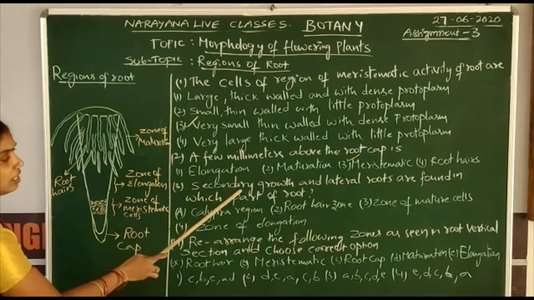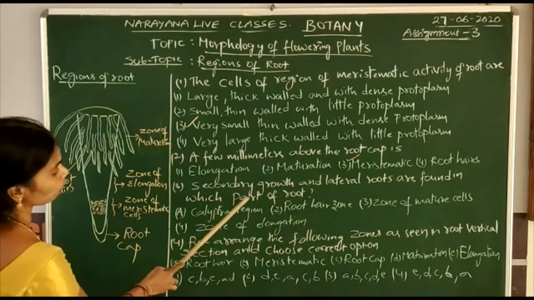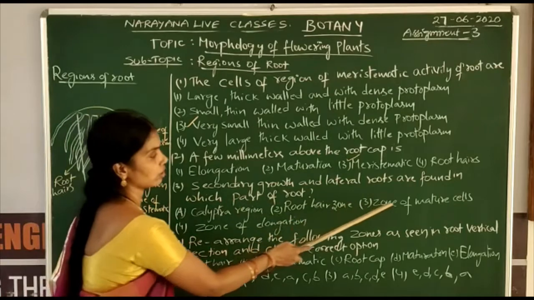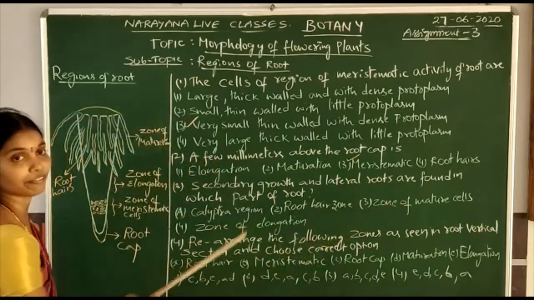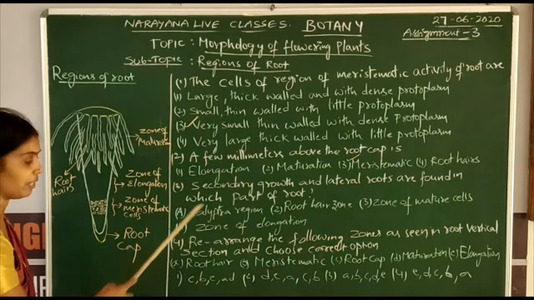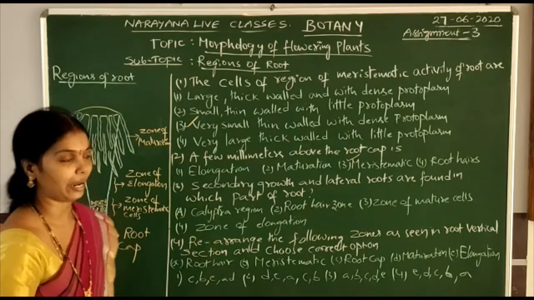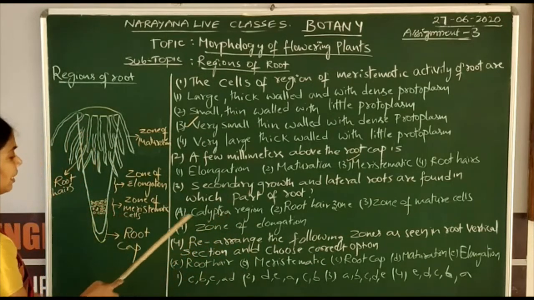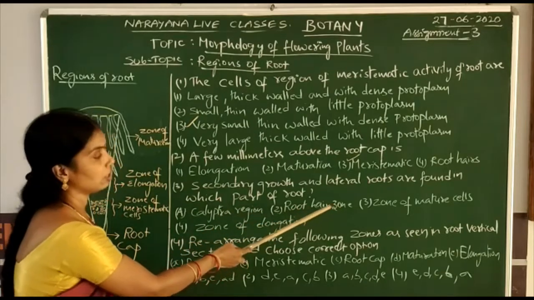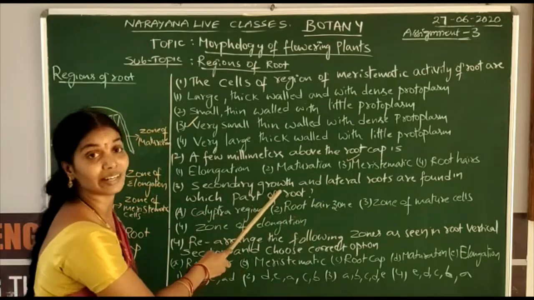Next, third question. Secondary growth and lateral roots are found in which part of the root? Options: calyptra region, root hair zone, zone of mature cells, zone of elongation. So children, calyptra is nothing but the tissue forming the root cap. So you cannot see the secondary growth here. So this is wrong. Then the second option, root hair zone. Root hair zone is meant for absorption of water. It is not for secondary growth.